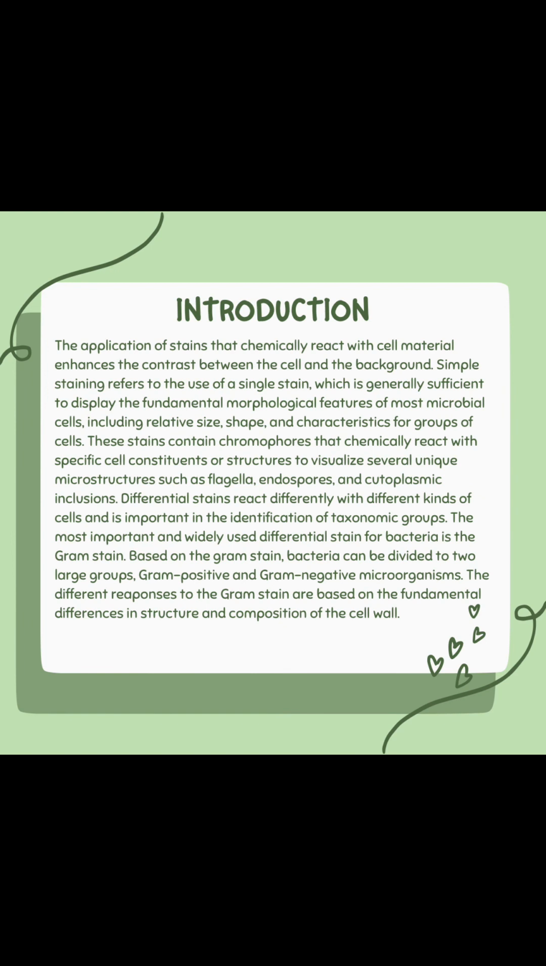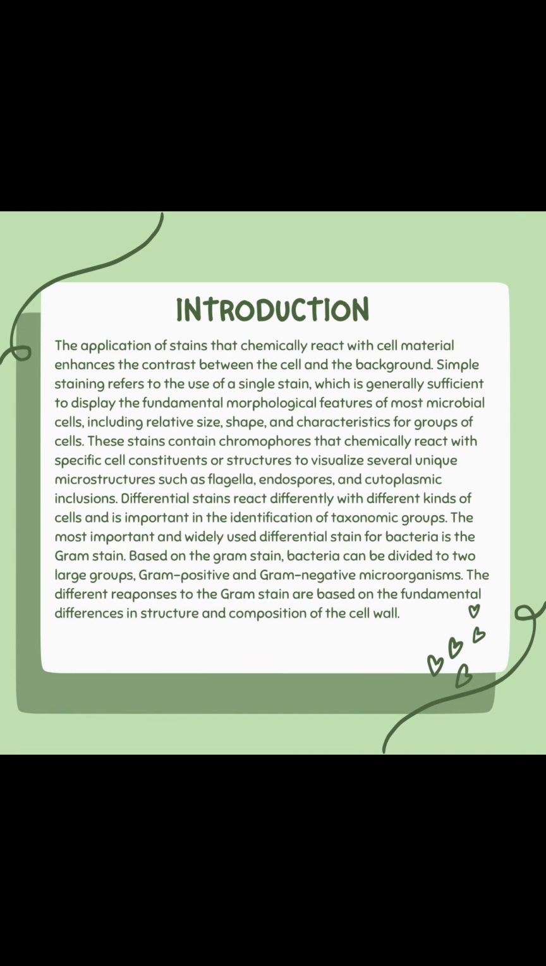Introduction. The application of stains that chemically react with cell material enhances the contrast between the cell and the background. Simple staining refers to the use of a single stain which is generally sufficient to display the fundamental morphological features of most microbial cells, including relative size, shape, and characteristics for groups of cells. These stains contain chromophores that chemically react with specific cell constituents or structures to visualize several unique microstructures such as flagella, endospores, and cytoplasmic inclusions.